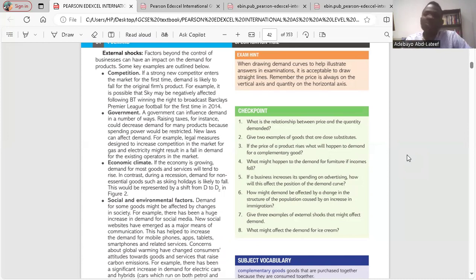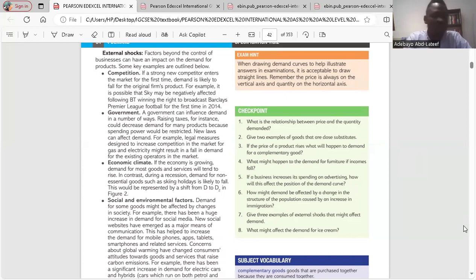Economic climate, we're talking about the economic situation. If the economy is booming, demand in the economy will increase, shifting the demand curve rightward. If the economy is in decline, maybe through recession, aggregate demand in the economy will fall, shifting the demand curve leftward. Clear? Yeah. That's economic climate.